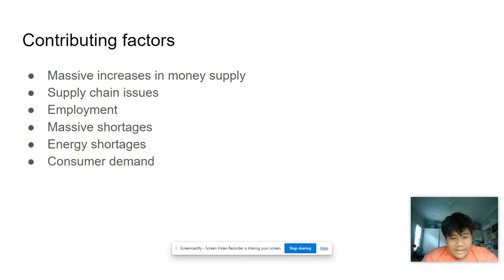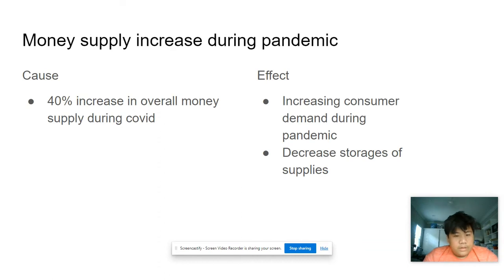Right now, I'm just going to outline the things that are afflicting the U.S. economy. The massive increase in money supply due to the stimulus checks. You have supply chain issues brought on by the pandemic, employment, massive shortages of essential goods, and energy shortages. So first off, we have money increase. This was mainly caused by the government. The government stimulus check program.